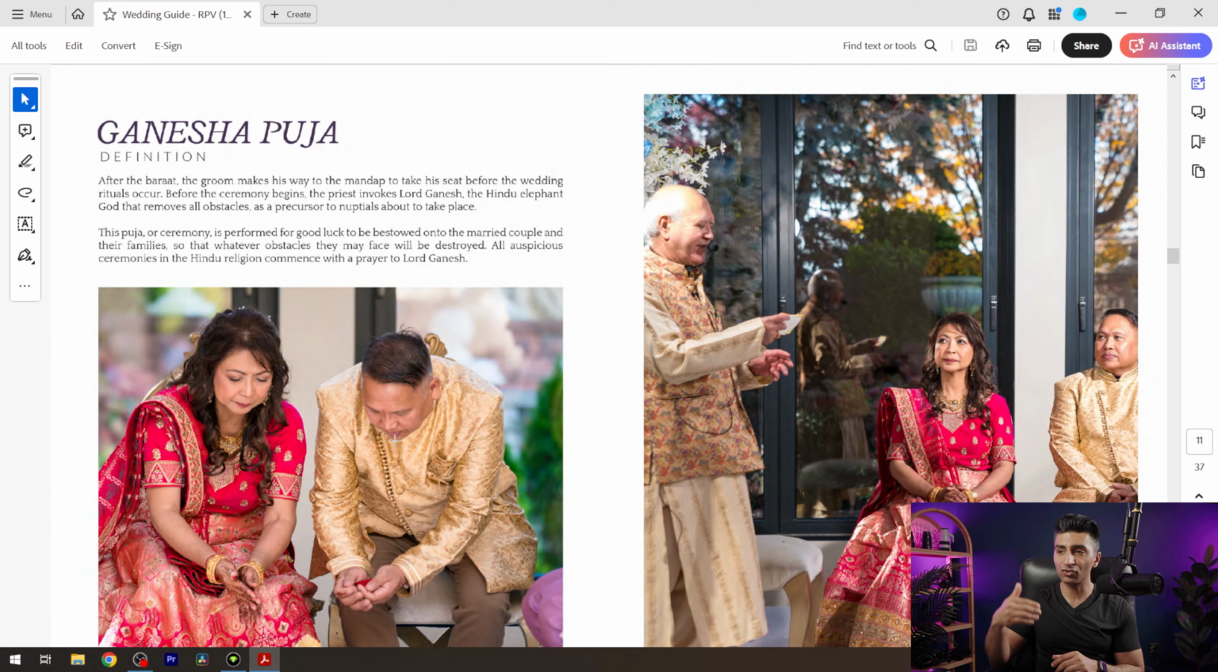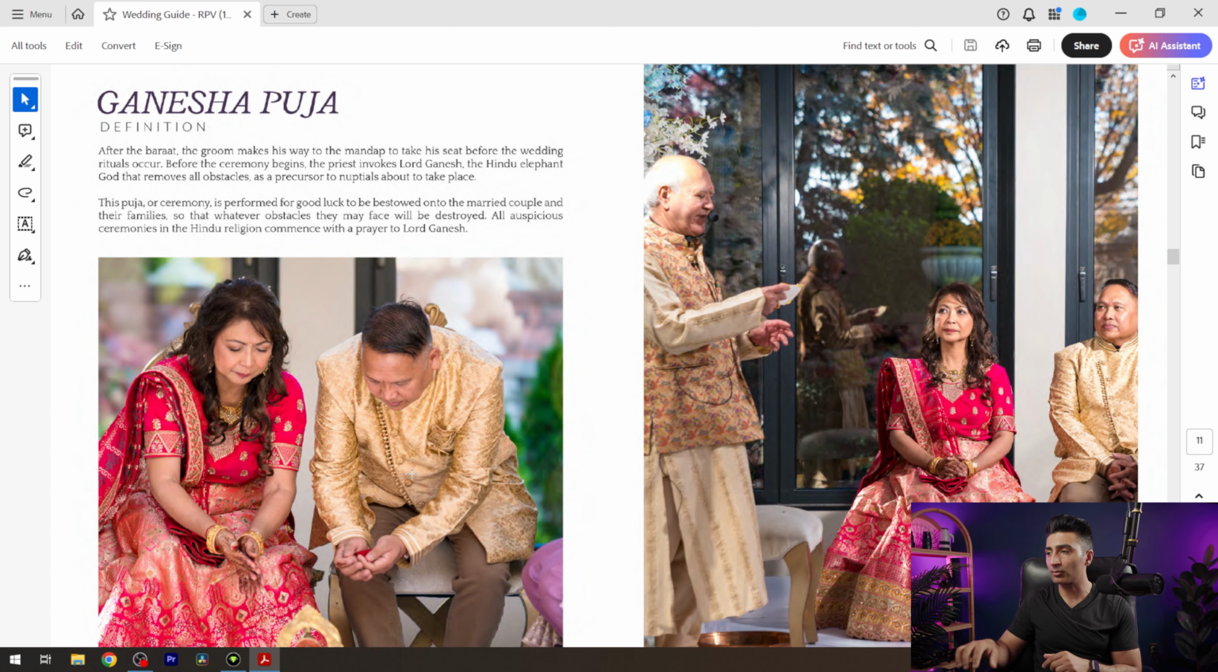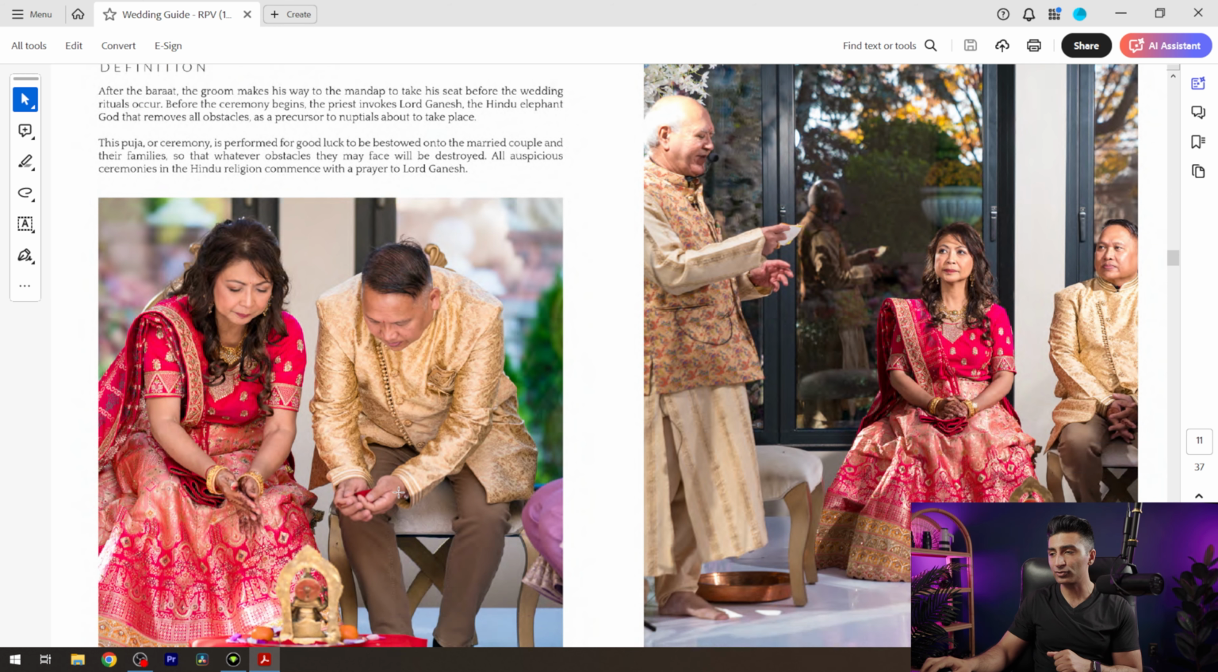Ganesh Puja is really just a puja that the priest is going to conduct. That's really to remove all the obstacles from the ceremony and to bless the couple and the family members before the actual ceremony starts. This is a really sentimental puja that's going to be conducted by your priest. And normally the bride's parents are sitting on stage at that point before the groom starts to make his way to the stage.